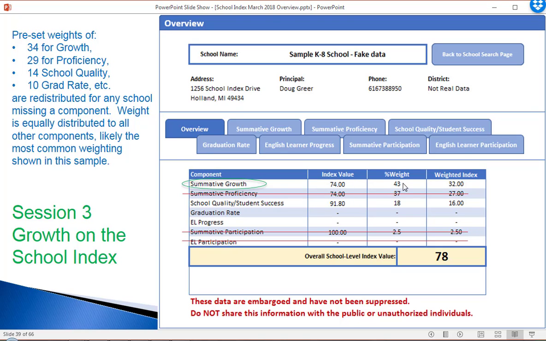It has the largest weight of the 4 components, so it has the largest factor to go into the weighted index that we add all these up to get our school level index overall of 78. So that is an overview of the summative growth measure on the school index and how the state is using an adequate growth measure to determine how many students made adequate growth that they might reach proficiency or maintain proficiency based on their student growth percentile.